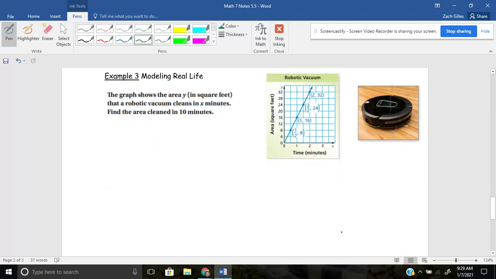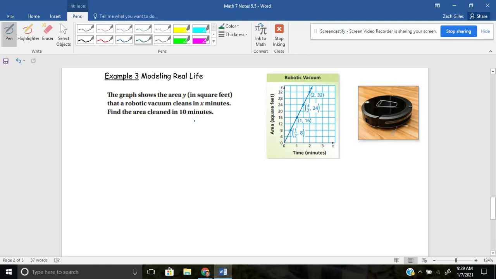All right, last example. It says the graph shows the area y, so on my y-axis, I'm talking about area in square feet, that a robotic vacuum cleans in x minutes. Have you guys ever seen those Roombas before? They're kind of cool. I don't have one, but they look fun. So it's talking about the area that a vacuum cleans in a certain amount of time. Find the area cleaned in 10 minutes.